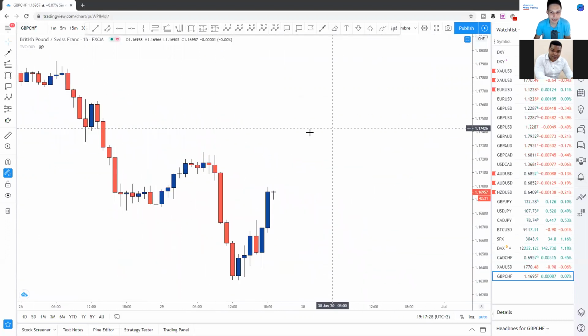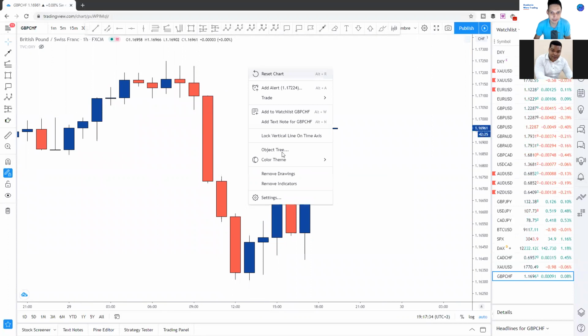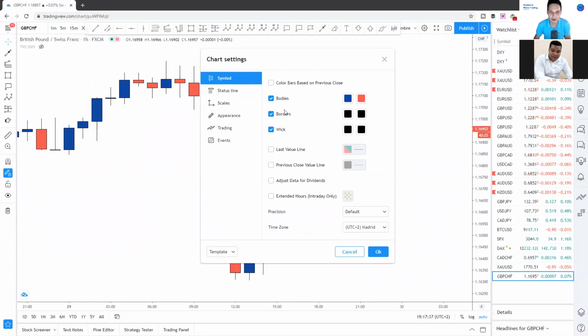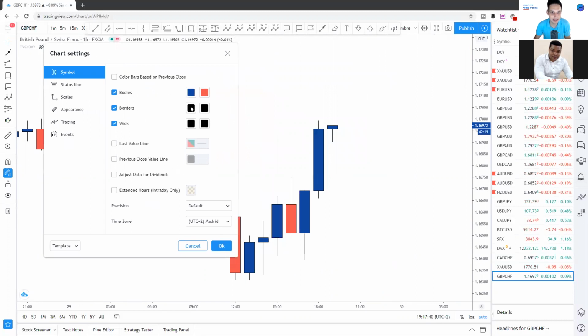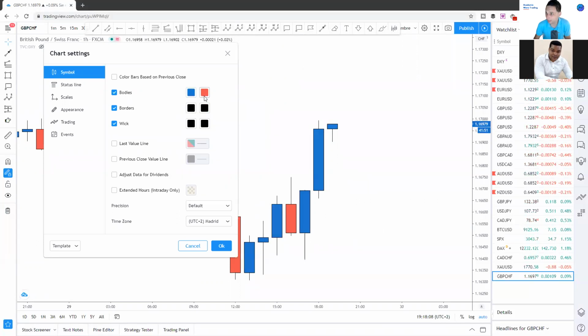Regarding the candles, it's very important that we can see the body of the candle and the outline. In settings, we go to symbols and set borders and wicks, everything black. Then we have the borders and the wicks as lines, and it looks very nice. For the bodies, I'm using blue. Some guys are using green, but green and red, I don't like it too much right now. So I'm going for dark blue and then red.